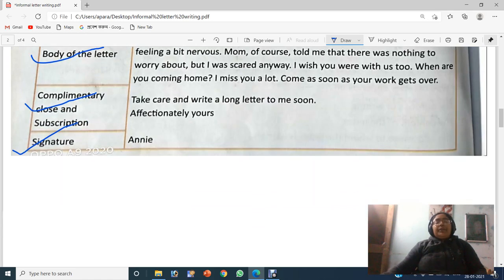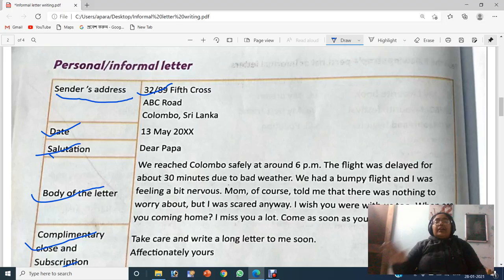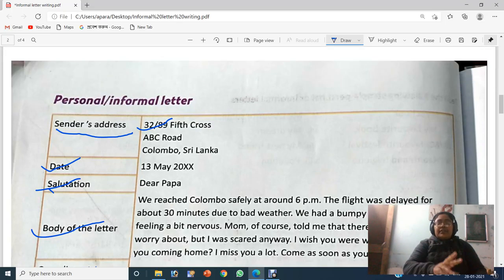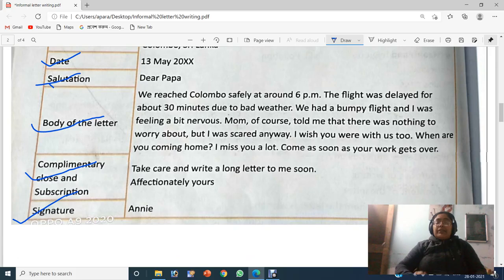So when I move up, you all see the sender's address, then the date, then the salutation, after that the body of the letter, then coming down the complimentary close, and at last the signature. Signature of you, since you will be the writer of the letter, the sender of the letter. Okay, children, this is the format of the letter to be followed.